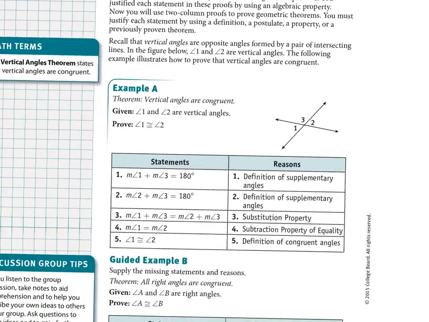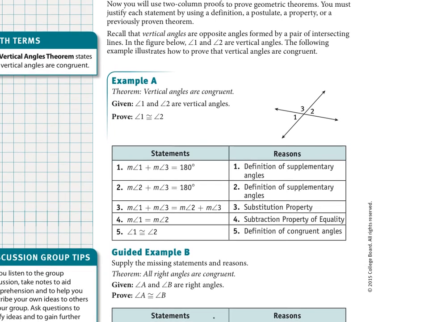So below, we can see example A. The theorem is vertical angles are congruent. Our given information is that angle 1 and angle 2 are vertical angles, and we are going to go through a series of statements and reasons to prove that angle 1 is congruent to angle 2.